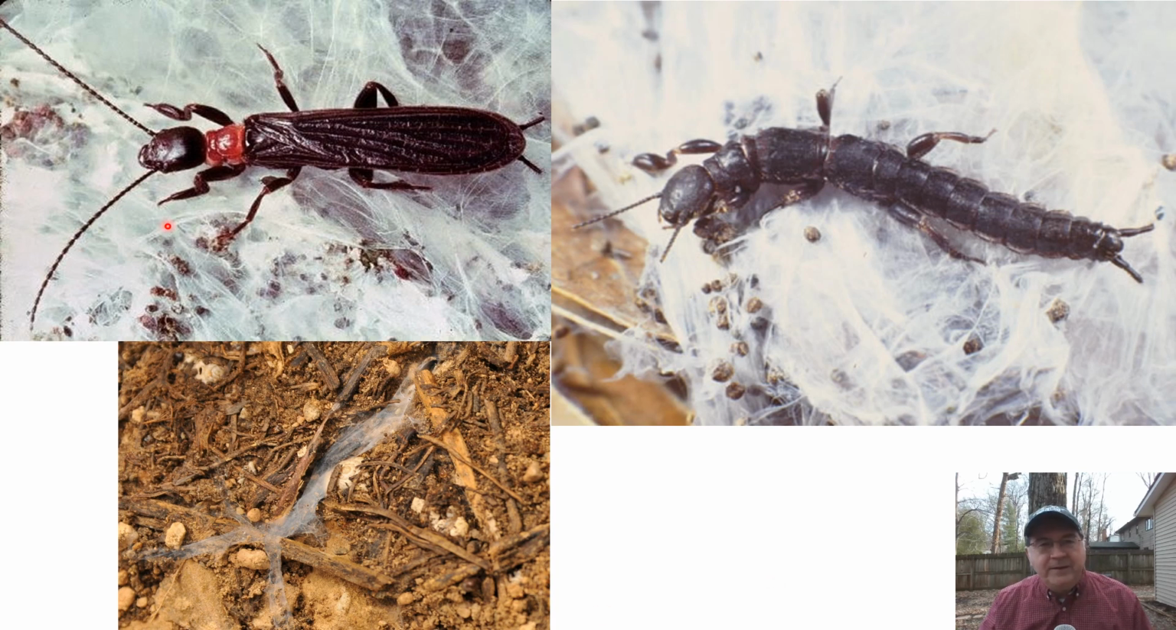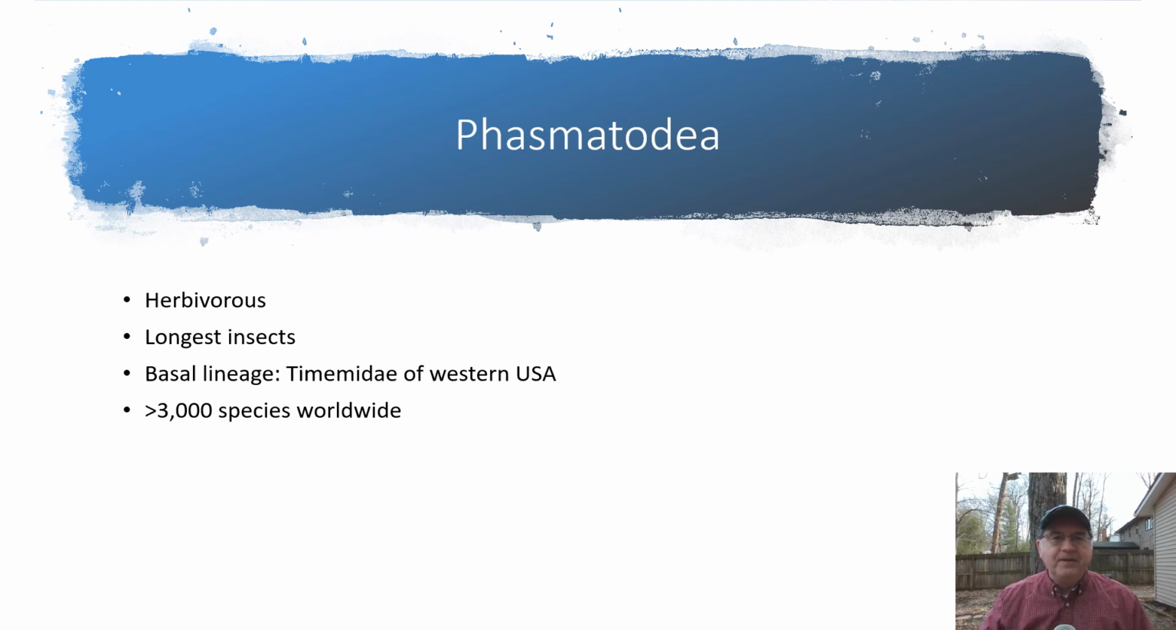But they don't all have to be uniform and boring in color. This guy's got a nice, beautiful red thorax to go along with the darkened wings. Moving on to walking sticks, the Phasmatodea. What can we say about them? Herbivorous. They hold the record for being the longest insect.